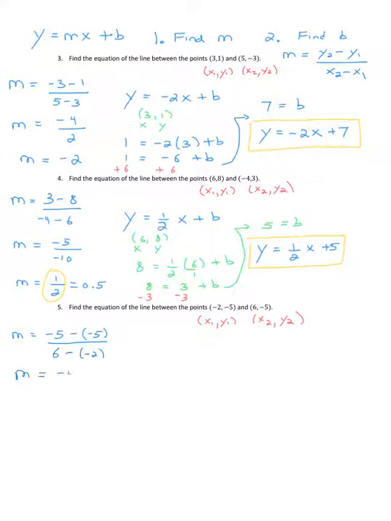The numerator is going to be negative 5 plus 5. The denominator is going to be 6 plus 2. So this is equal to 0 over 8. And if you divide 8 into 0, you just get 0. That's a little strange for our equation, but that means y is equal to 0x plus b, where b is the y-intercept. And technically, you don't even need to write this term. I mean, 0 times anything is 0, and you just have y is equal to b.